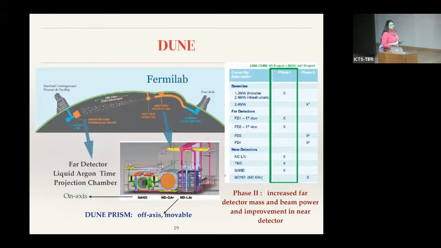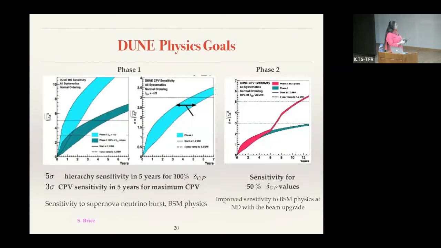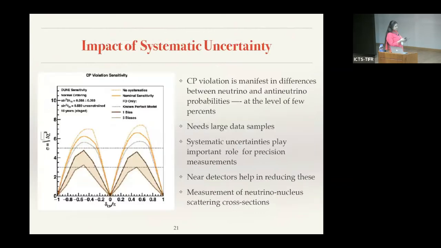I will not talk about DUNE because there is a dedicated talk on DUNE. I just want to remind people that there is a near detector complex with 3 near detectors. Also, this is a 1300 kilometer experiment, and it is good for delta CP and hierarchy. Bipul will probably talk about it.